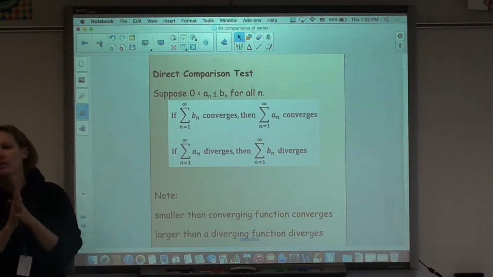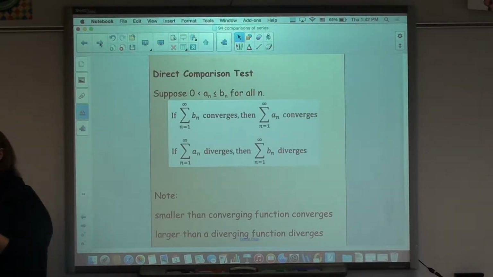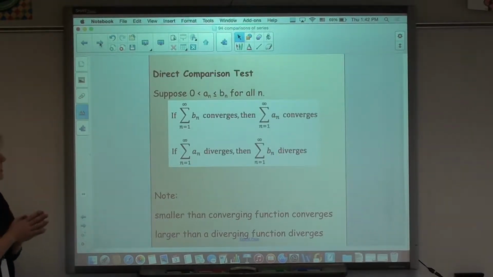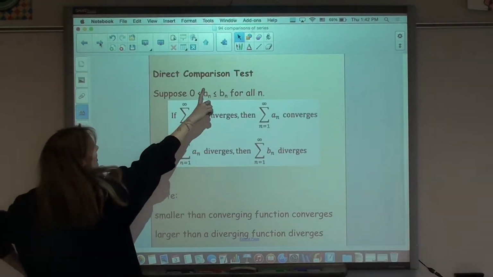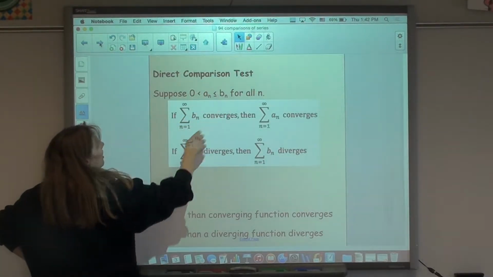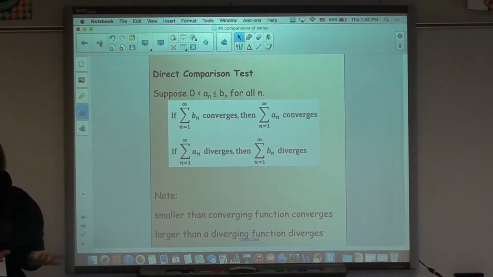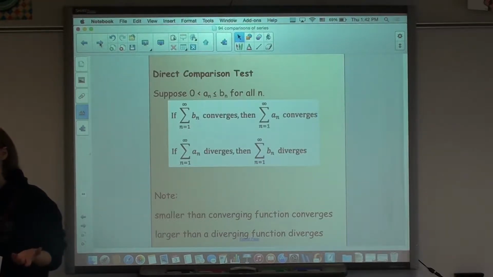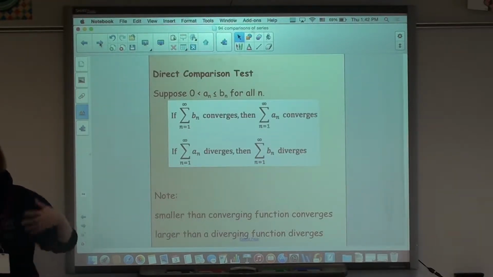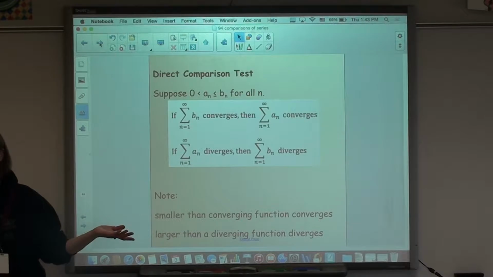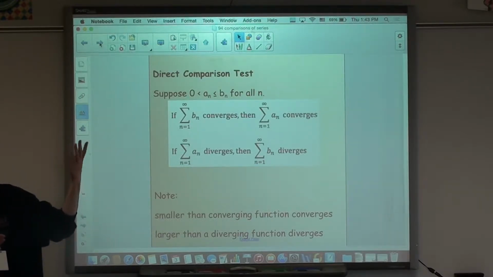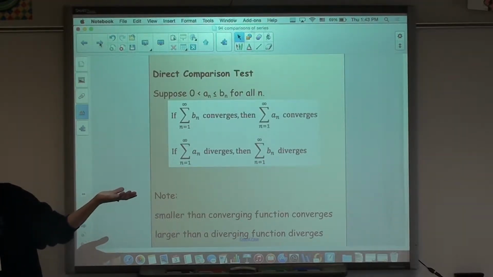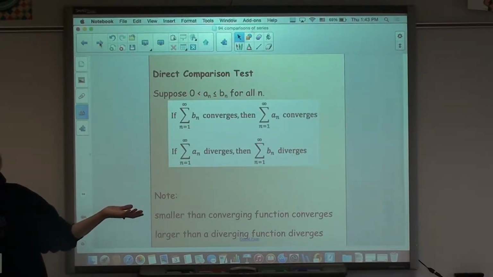All right, so here's the gist of the direct comparison test. The direct comparison test says that if A and B are two series that are both always positive, and if one of them is always less than the other one, then if the bigger one converges, the smaller one converges. If the smaller one diverges, then the bigger one diverges.